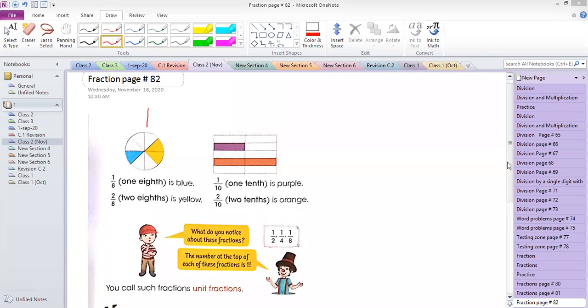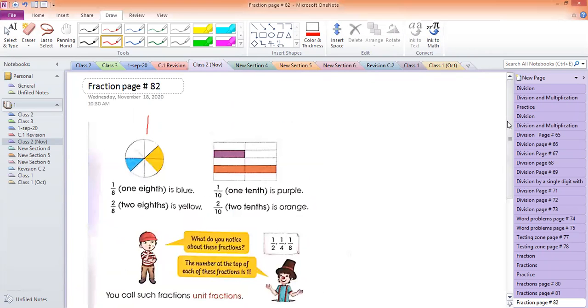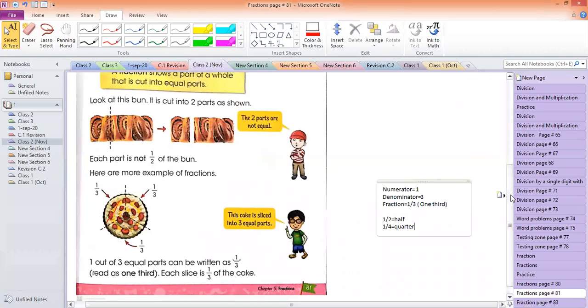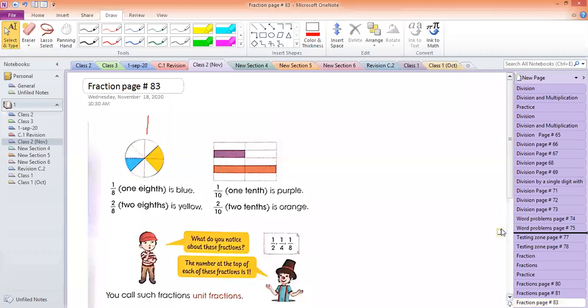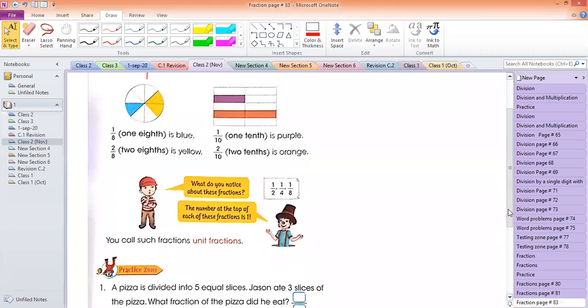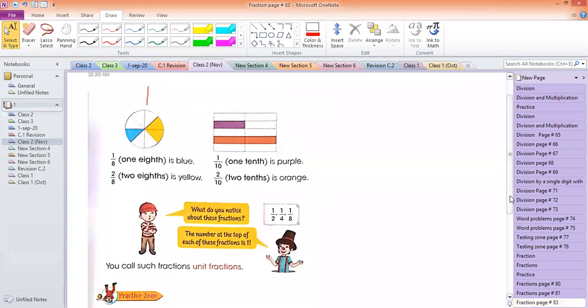Page number 83. Yes, it is page number 83. What page? It is page number 83. This must be 81 then. All right, this is page number 83, guys. Yes, this is 1/8. Okay.